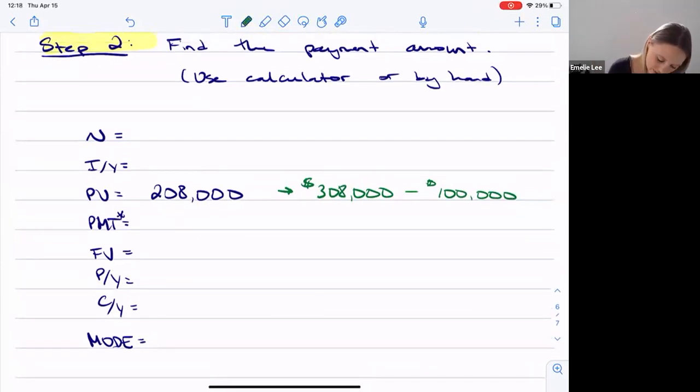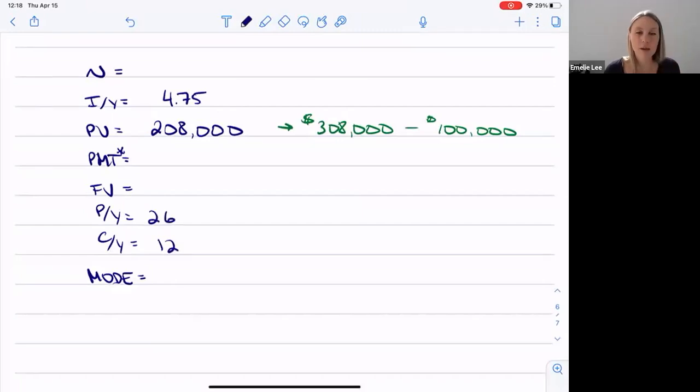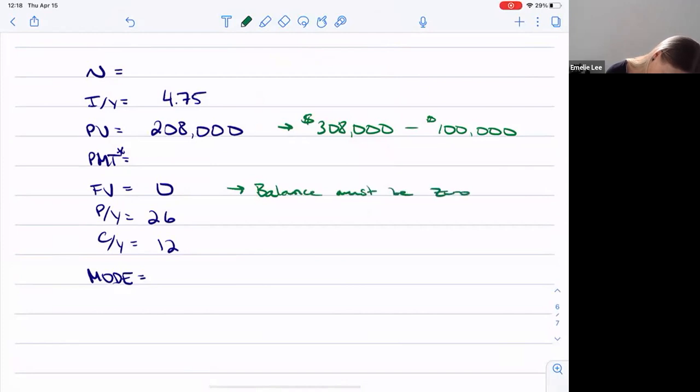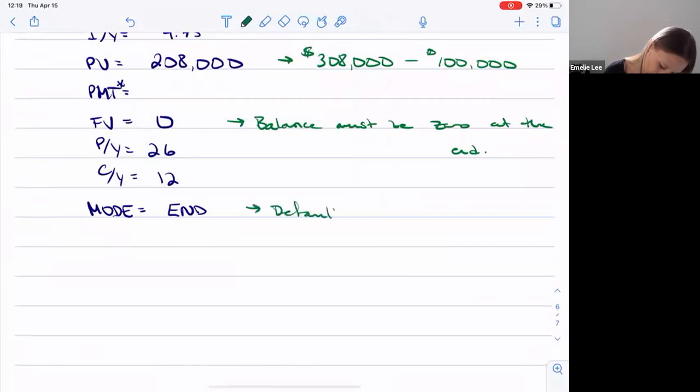The interest per year, I know it is 4.75. And I remember that I was compounding monthly and paying biweekly. So these are just things that I remember from earlier. Future value, once this is all paid off, the future value needs to be 0. The balance must be 0 at the end. And I also remember that we said this is going to be at the end mode because it doesn't clarify that it should be at the beginning. If there's no reason to say that it's at the beginning, the default is end. Okay.